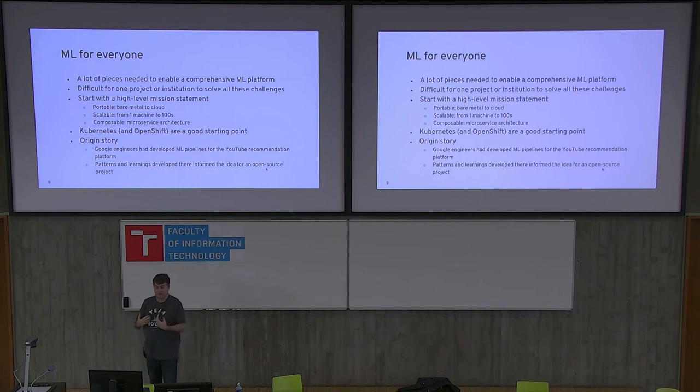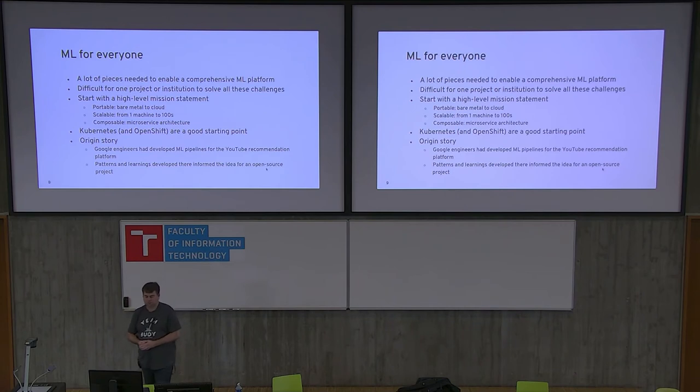So if I'm doing development on my laptop or a bare metal, that's fine, but it should also be able to work just the same way in a cloud environment like GCP or EC2, what have you. It should be scalable. Again, I'm doing development on one machine, my laptop. I should be able to basically scale that out so that I get the processing power of, say, hundreds of hosts, hundreds of nodes. And it should be composable.